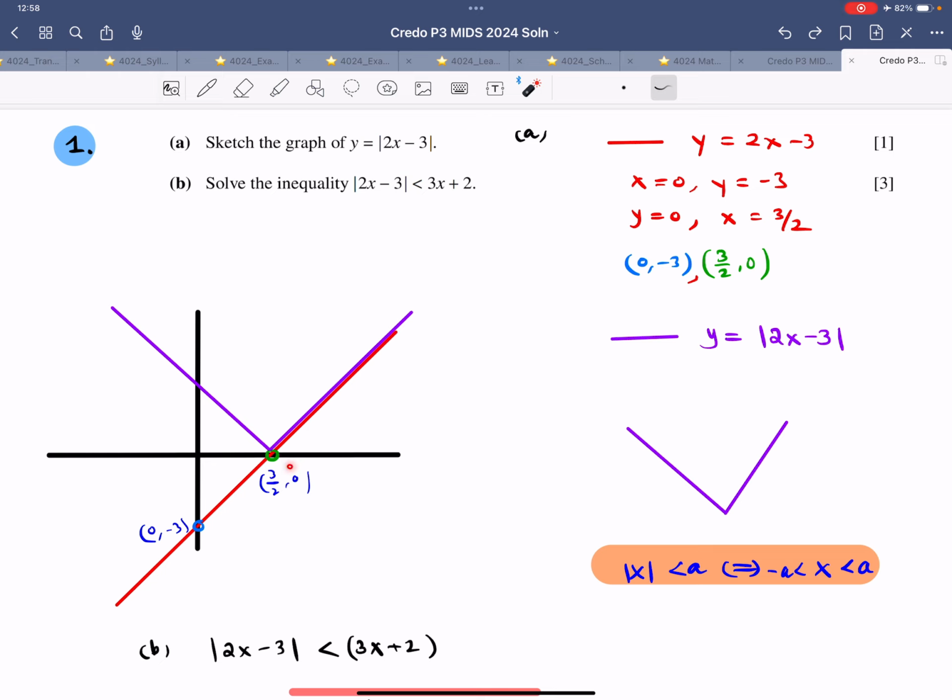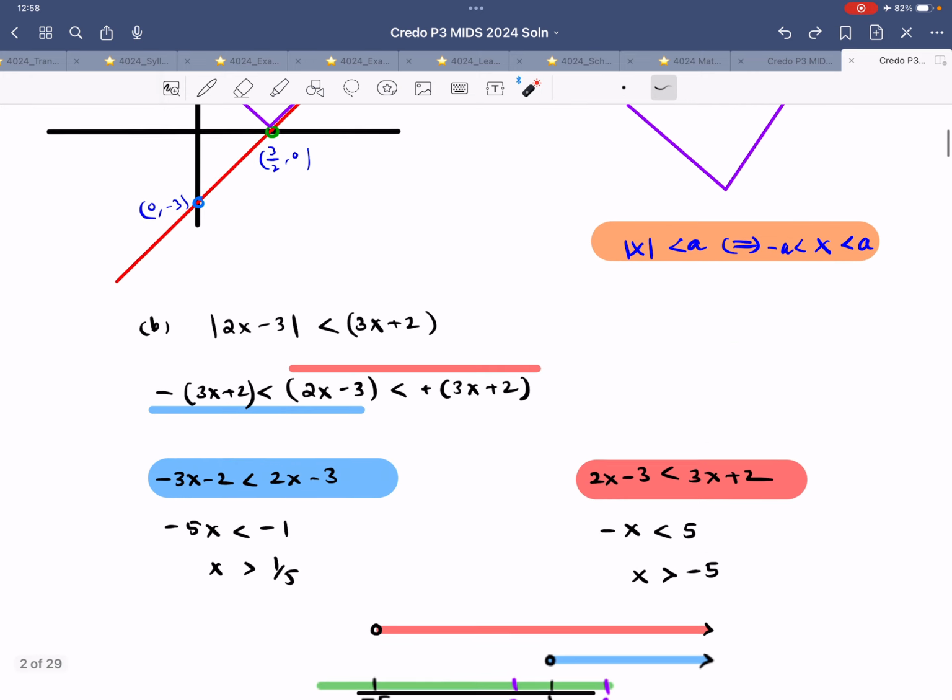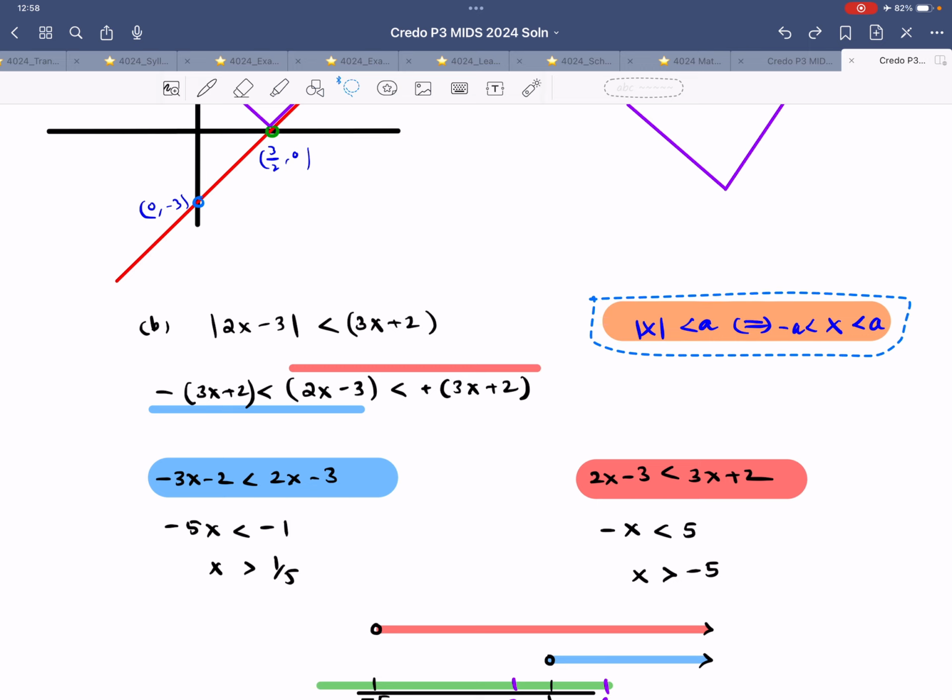I also found the x-intercept and what is about the modulus, what is the absolute value function. That is positive remains positive, 0 remains 0, but negative becomes positive. So this portion of the graph is reflected up over here and that's the V-shaped graph that we have obtained. Now let's look at the second part. That is about solving this inequality which is written over here.